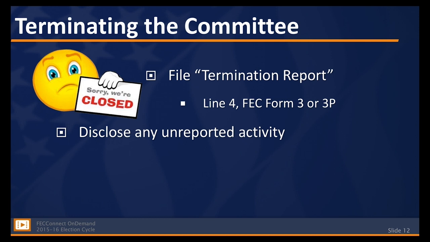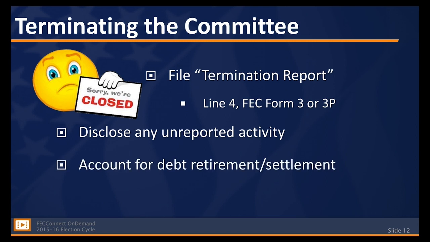The termination report is submitted using the same form as your previous reports, FEC Form 3 for House and Senate candidates, 3P for presidential candidates, except this time the treasurer selects the Termination Report option on line 4. The termination report will disclose any previously unreported receipts and disbursements, will provide an accounting of debt retirement or settlement, and will provide the purpose for which any remaining committee funds will be used. Once you've filed the report, you must wait to receive written confirmation from the FEC that your committee has been terminated. Until you receive that confirmation, you must continue to file reports.